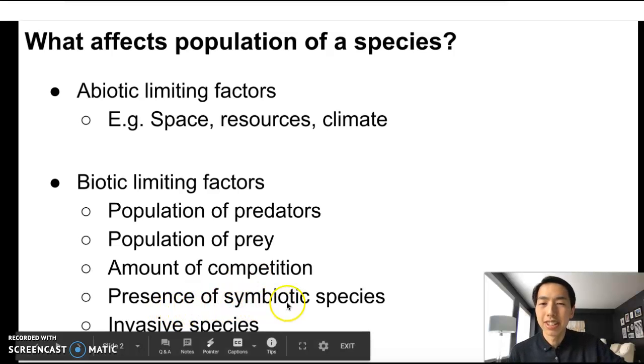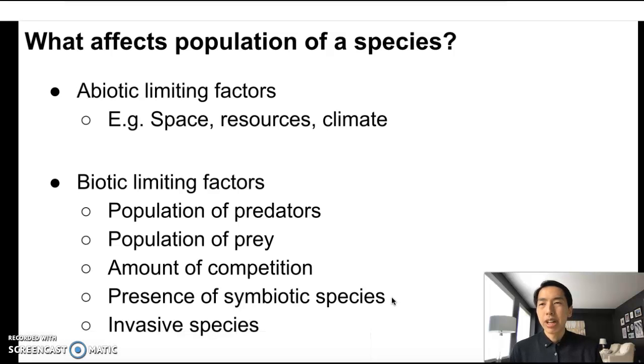The presence of symbiotic species. So you may have species that are mutualistic with you, so you help each other. With those species around, that might help your population. On the other hand, you might have species that are parasites to you, so they harm you, so that's going to affect your population as well.